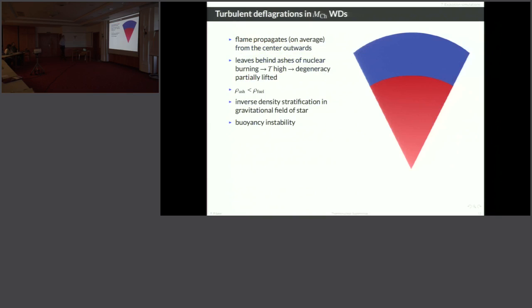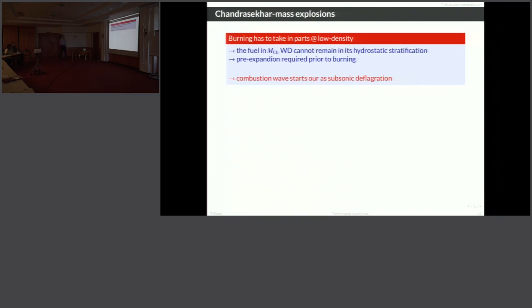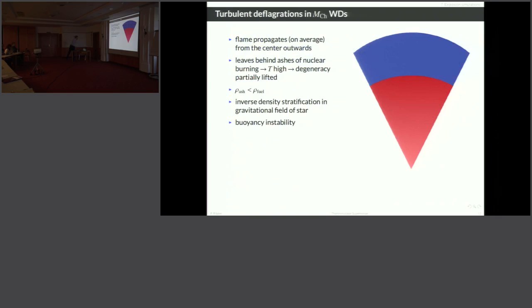So how does that work? Well, the deflagration ignites near the center of the white dwarf star, and this also implies that we have instabilities and turbulence. So in the end, when we start out our picture with a deflagration in a Chandrasekhar mass white dwarf, then we will have turbulent deflagrations. The reason is the flame starts out in the center of the star, so this is a wedge in the star. The flame starts out in the center and propagates outwards.